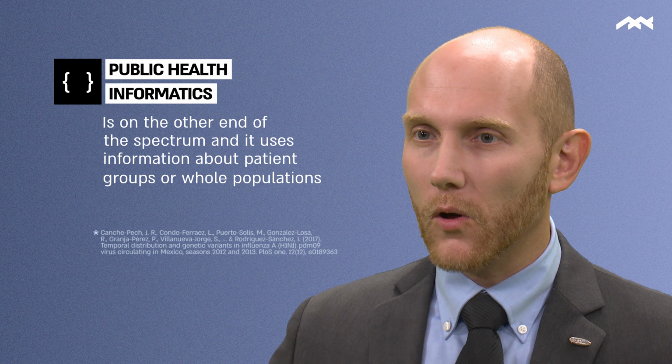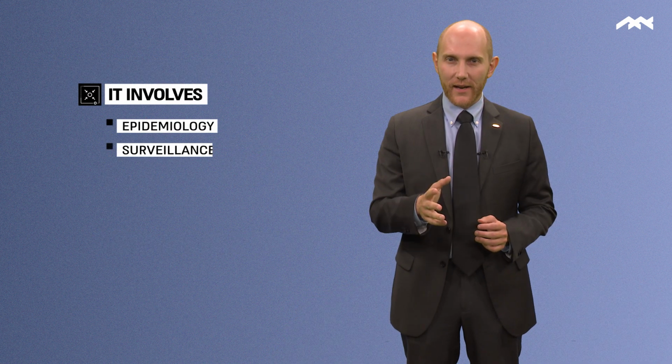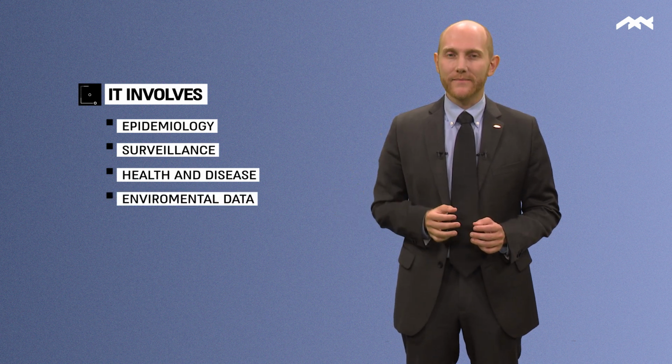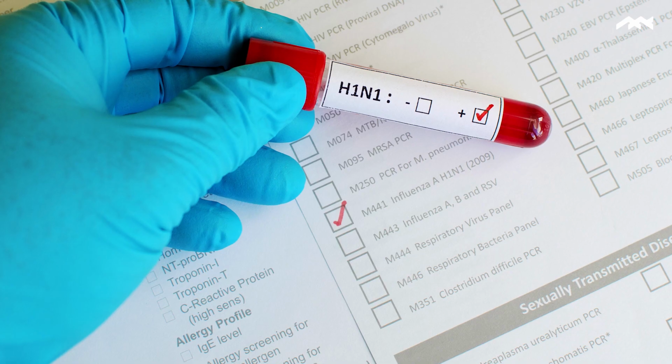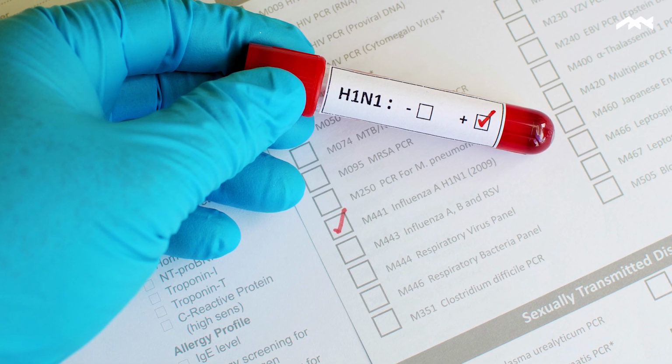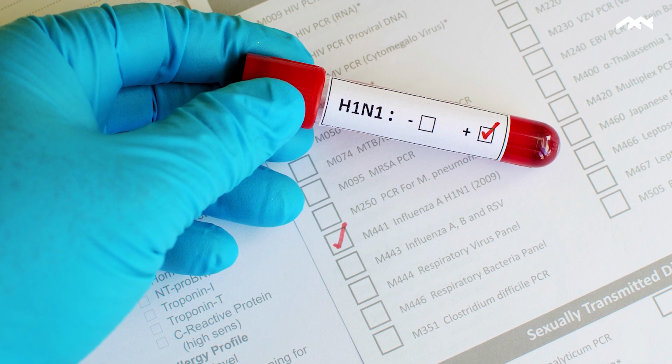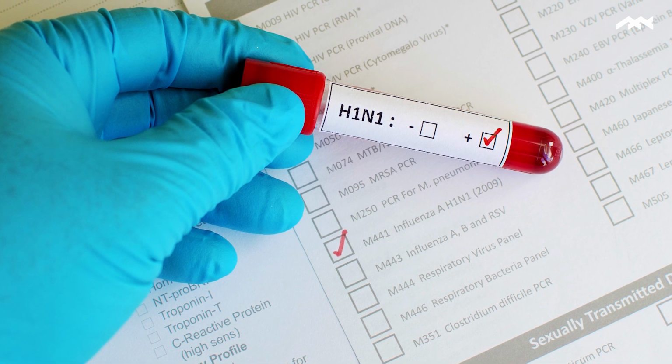Public health informatics is on the other end of the spectrum, and it uses information about patient groups or whole populations. It may involve epidemiology, surveillance, data on health and disease, and environmental data. For instance, the distribution and spreading of the H1N1 virus in Mexico, also known as the swine flu, was studied using throat swabs from the repository of the Health Ministry Regional Laboratory that were collected as part of a surveillance system.